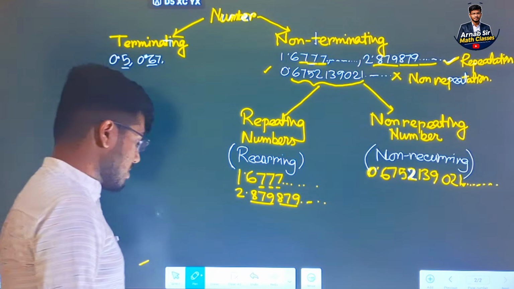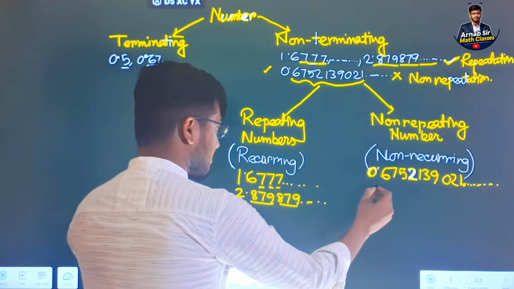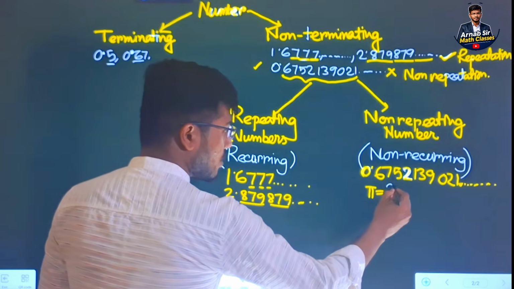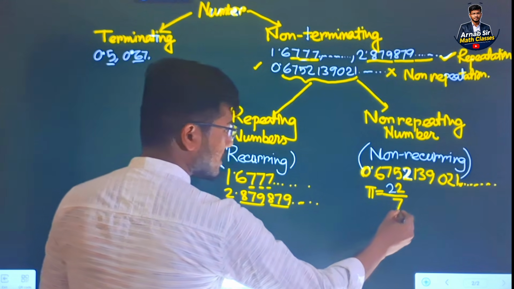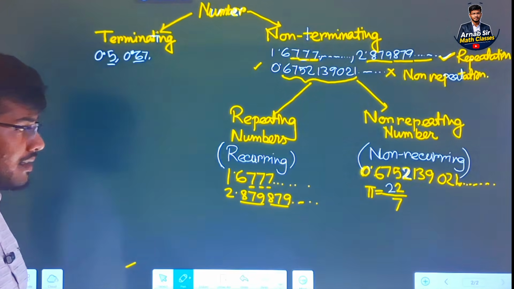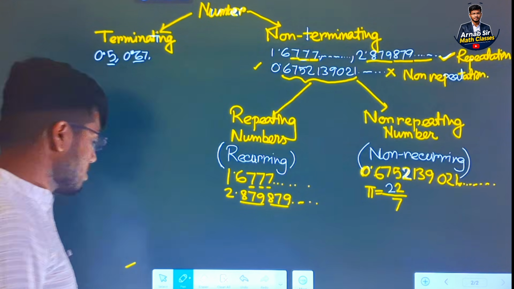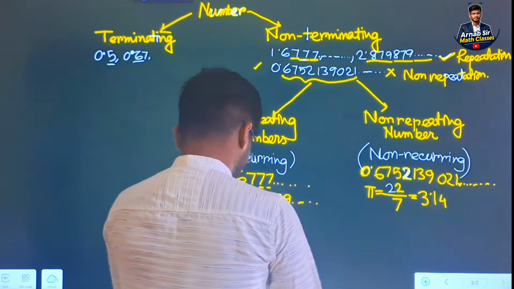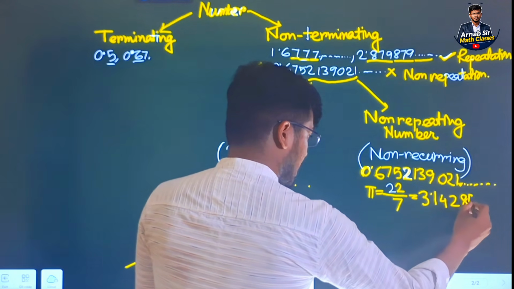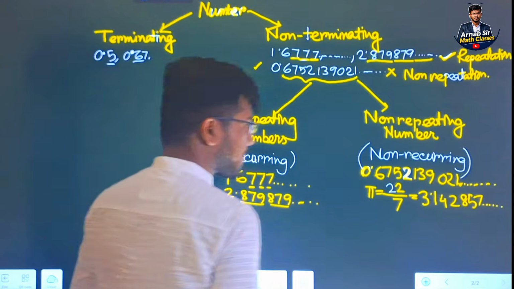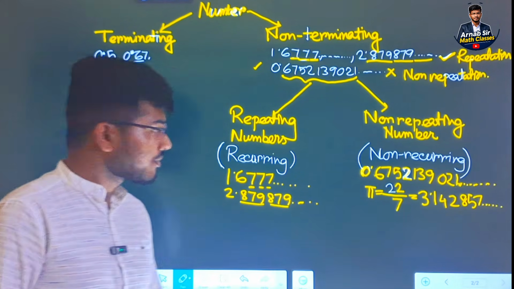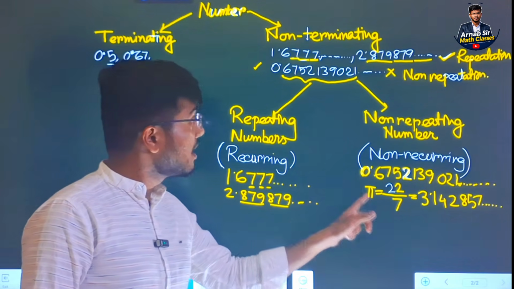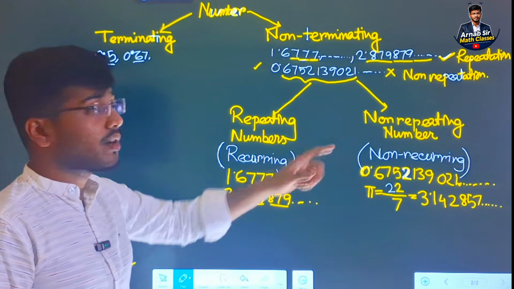Suppose we take the example, the number pi. What is the value of pi? The value of pi is 22 divided by 7. If you write this improper fraction in the form of decimal, so what is the value? Value is 3.142857 dot dot dot. Is there any repetition? You must observe it. Yes or no? There is no repetition. That means pi is a number which is non-terminating and non-recurring.